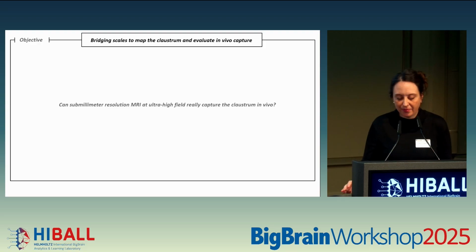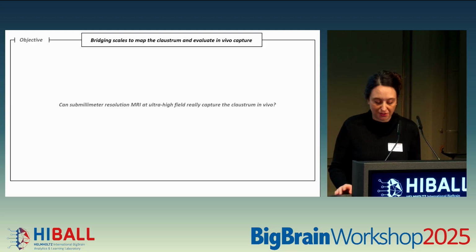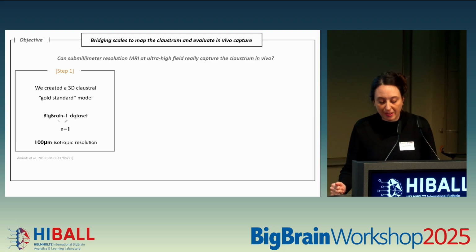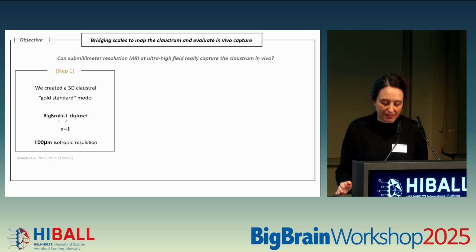So for my PhD, we really wanted to understand if sub-millimeter resolution MRI at ultra-high field could capture the claustrum in vivo. And to evaluate this systematically, we took a 3-step approach. So the first thing that we did was we mapped the claustrum in BigBrain at the 100 micron resolution. And because this is the first continuous 3D histological mapping of the full geometry of the claustrum, I refer to this as our gold standard.